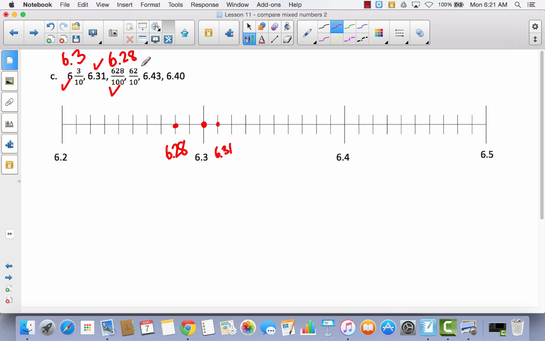All right, so 62 tenths would be the same as 6 and 2 tenths, which is already labeled. We just have to put a point there. All right, so I'm going to check that off.